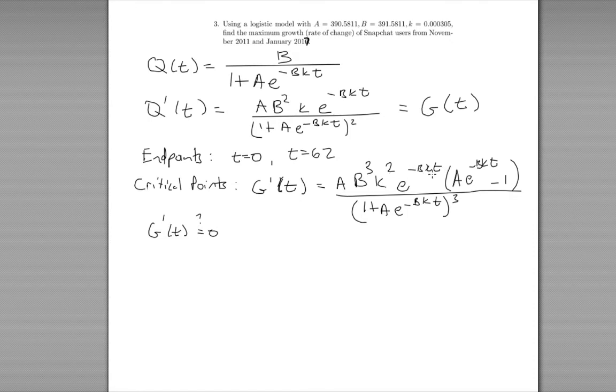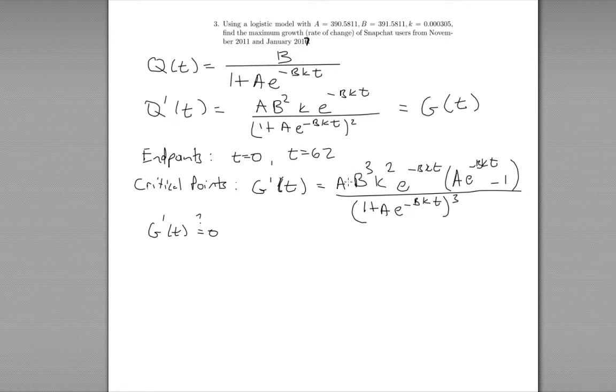Whenever the numerator is 0, that's when g prime of t is 0. Whenever the numerator of a fraction is 0, the fraction itself is 0. So we only have to concentrate on what's happening in the numerator. To figure out when g prime of t equals 0, we just have to make sure that the numerator is 0.